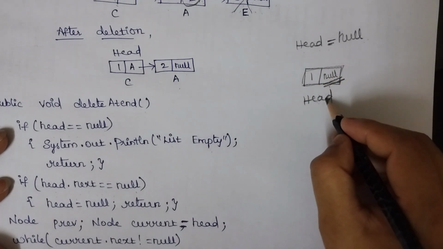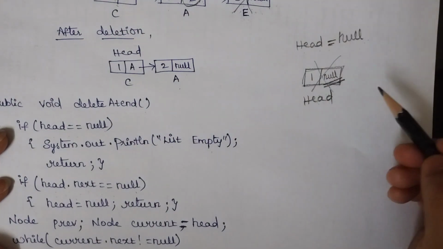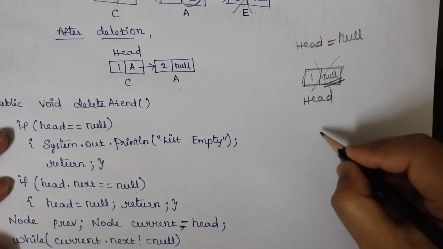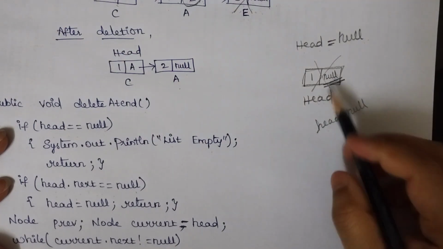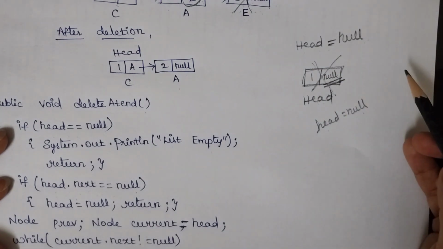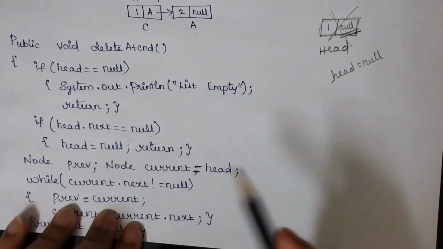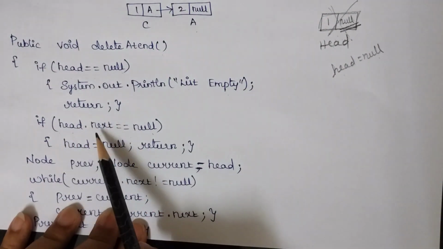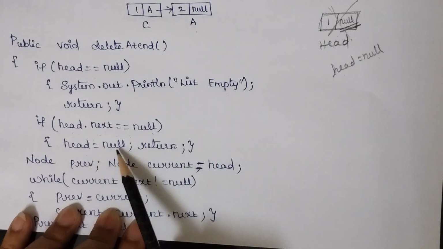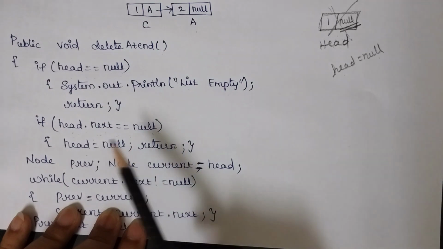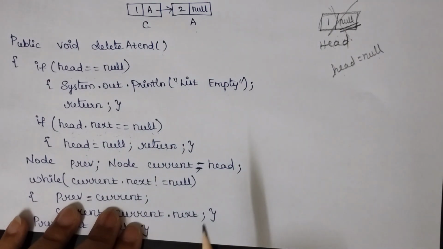So if a list has only one node and you want to delete that particular node, then what you will do? You will simply assign head is equal to null. Right? If you assign head is equal to null, then this node will get deleted automatically if there is only one node in the list. That you should keep in mind. So that is why you are checking whether your head dot next is equal to null. Yes, if head dot next is equal to null, then you assign head is equal to null, and automatically this will be deleted from the list and you're returning here.